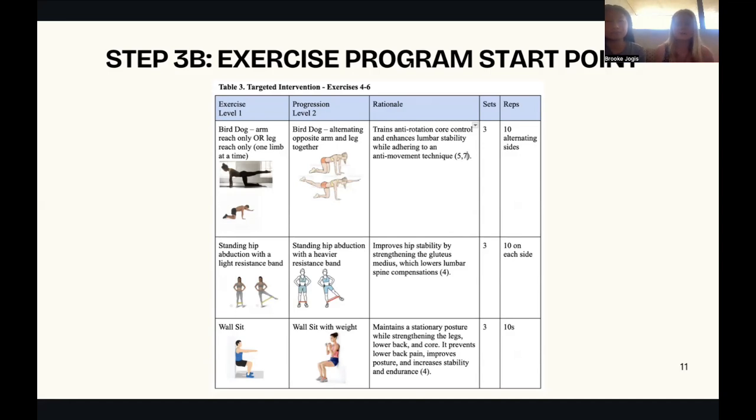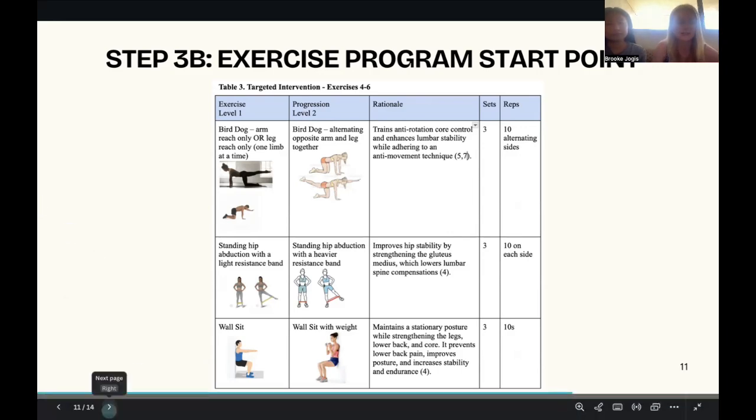All of the sets and reps we came up with were included in our sources on what is the ideal dose for these types of clients.